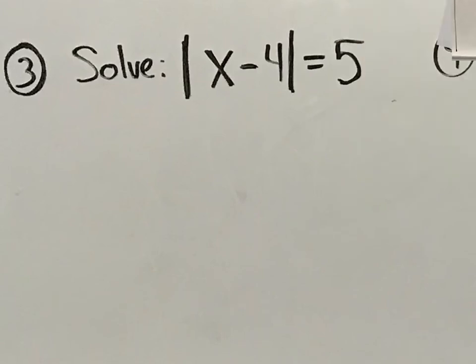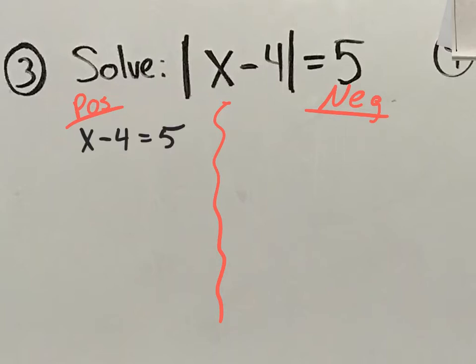So I'm going to set up the positive and the negative situation. Once again, for the positive situation, I'm going to write it exactly the way it is without the absolute values. See, this whole thing just came down without these guys. They're not there anymore. Now for the negative situation, it's going to be the same exact thing, x minus 4, but instead of equals 5, it's going to be negative 5, right? So what we truly have is two equations. Let's solve both of them.